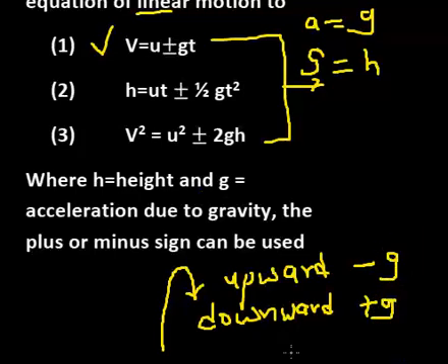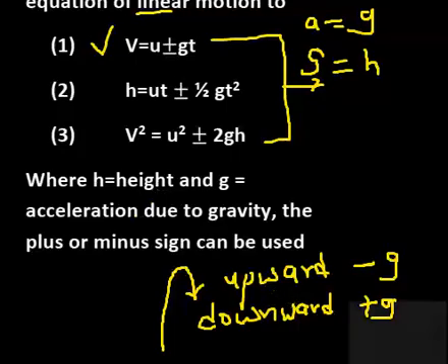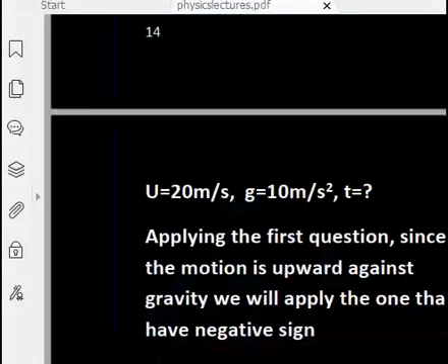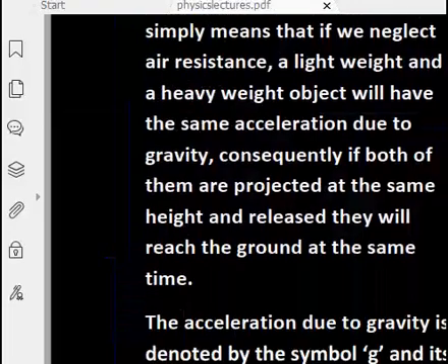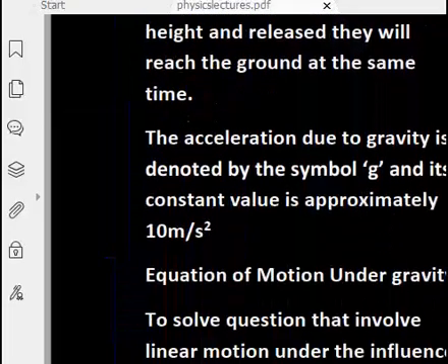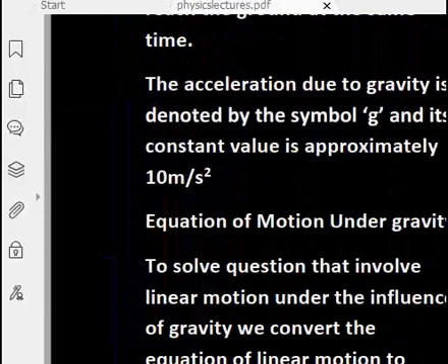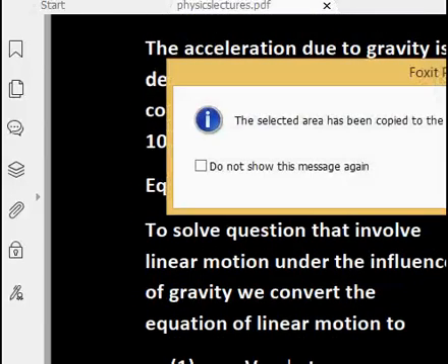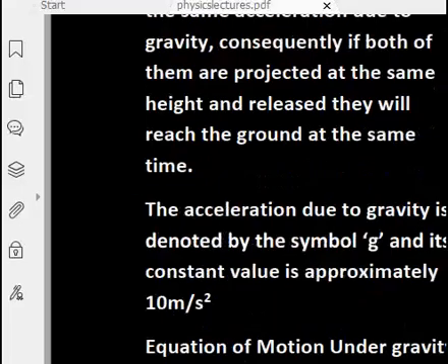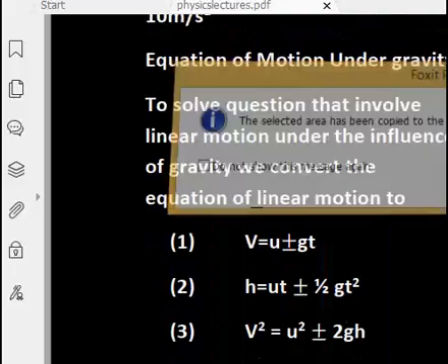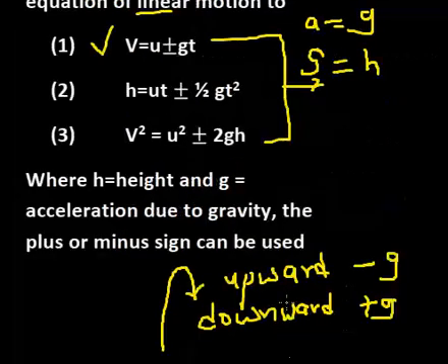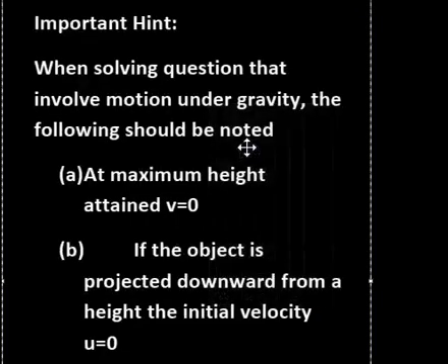Can we now apply this to solve questions? I think we can. I'm gonna get some question. But before then, let's look at the hint. It is a way of giving you hints that you need to consider before you solve a question. Let me pick both the important hint and an example question. Here we go. Put it on the board.